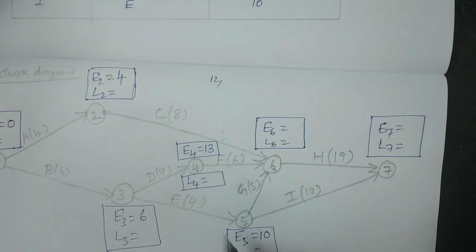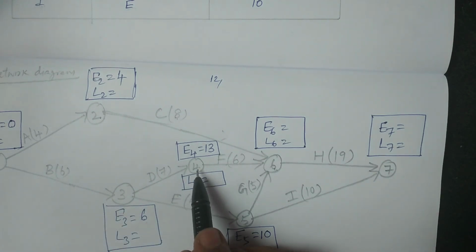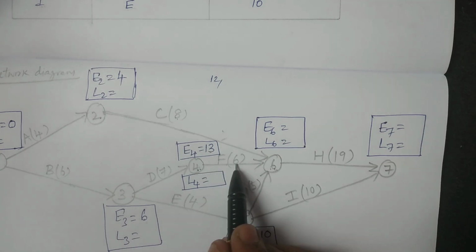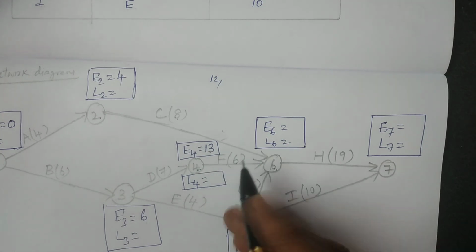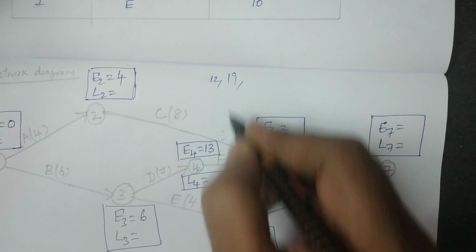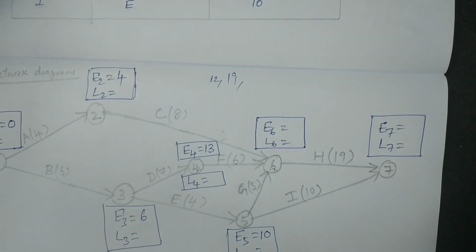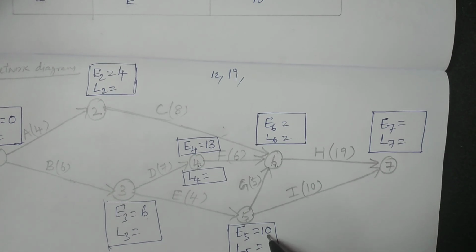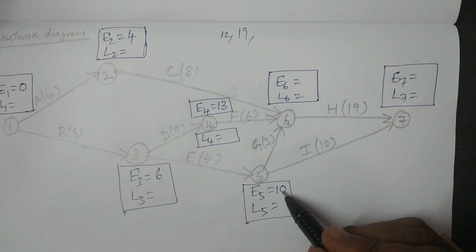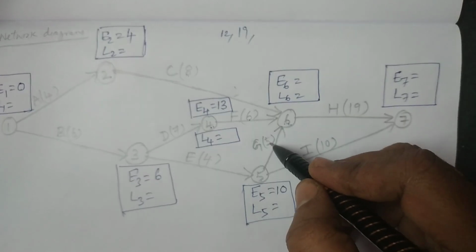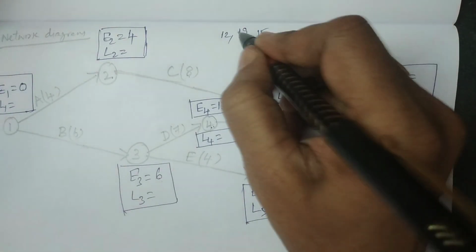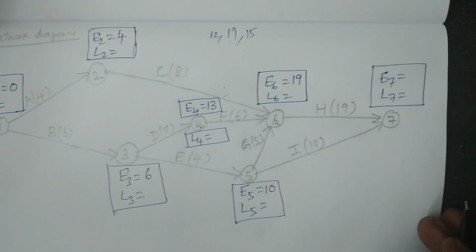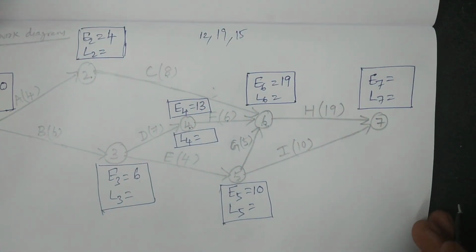You write here. And coming from 4 to 6, E4 plus D4,6. E4 is 13, D4,6 is 6, 13 plus 6, 19. And then 5 to 6. E5 is 10, 10 plus D5,6 which is 5, 10 plus 5, 15. So the maximum is 19.